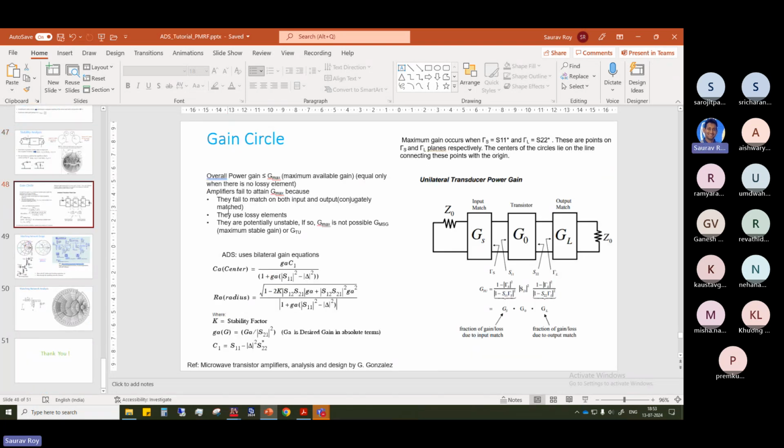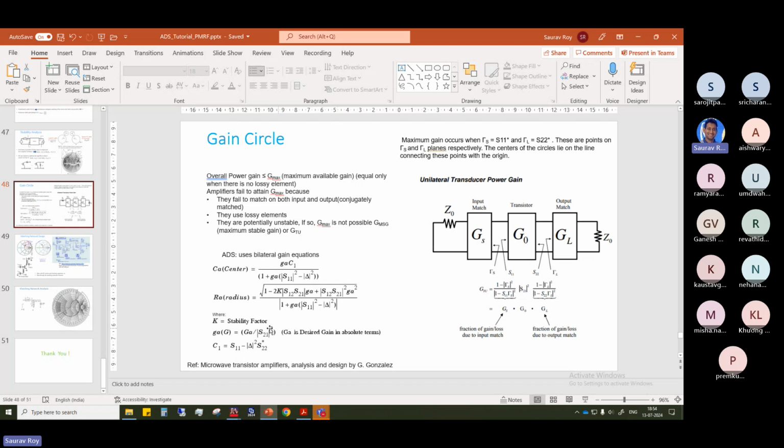So the next consideration is how much gain do you want? For that gain, we will come to that. For a given stability, as we told you, you have to give up some gain. Then you can achieve gain and stability together. That analysis we do through a gain circle plot.